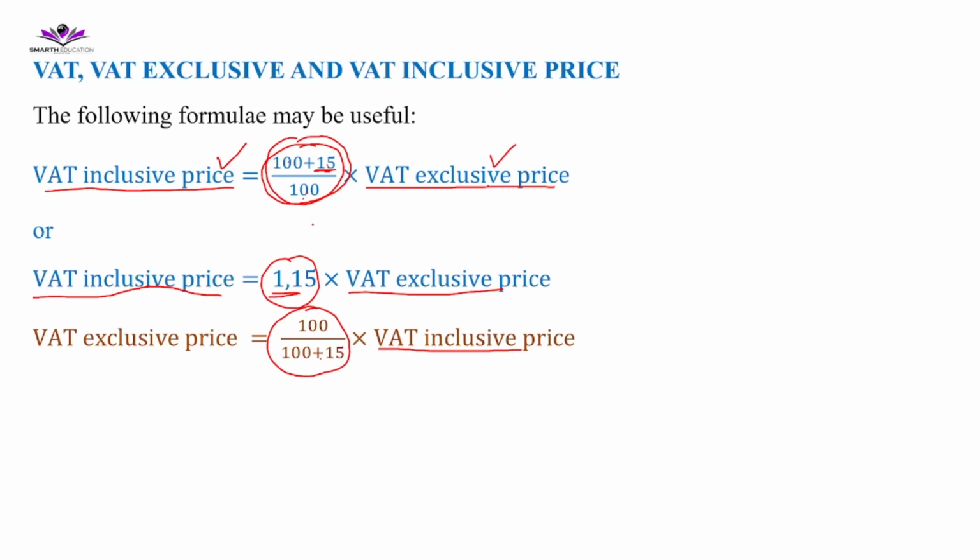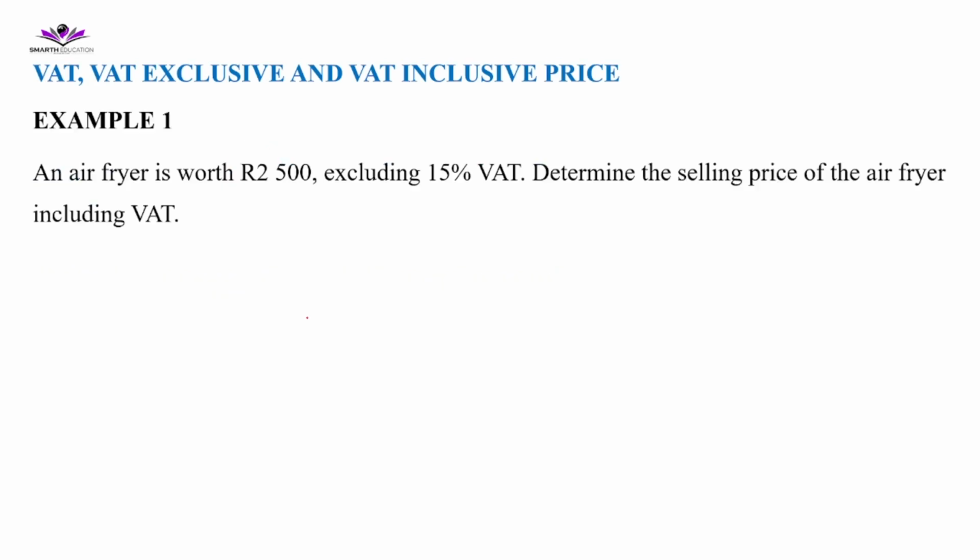So it becomes 100 over 115 times the VAT inclusive price. Or in a simpler way, to get the VAT exclusive price from this, you can just divide by 1,15 on both sides. Whichever method is good for you, use it every time you do your calculations so that you get used to it. Right, let's go to examples.